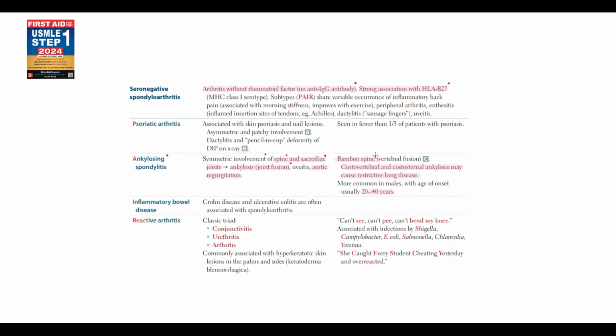Ankylosis in spine we call bamboo spine. In some cases, ankylosis can even cause restrictive lung disease, and recall that restrictive lung disease we can determine by decrease in total lung capacity and vital capacity. This disorder mostly affects young people between 20 and 40 years old, and the most common extra-articular manifestations are uveitis and aortic regurgitation. But how do we treat?